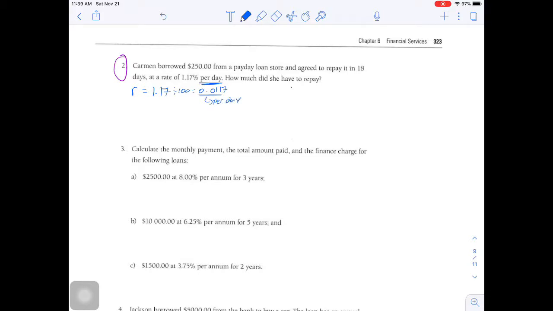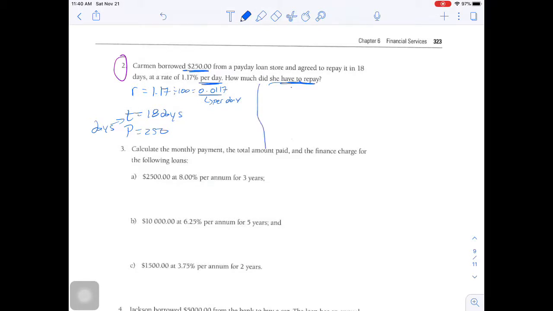So what does that mean T will come out in? T will be measured in days. And it looks like it is. She's repaying it in 18 days. So we don't have to convert anything there. Okay. How much will she have to repay? Well, let's figure out how much interest she pays on top of this and then add it to our original amount. So our P value, she borrowed $250.